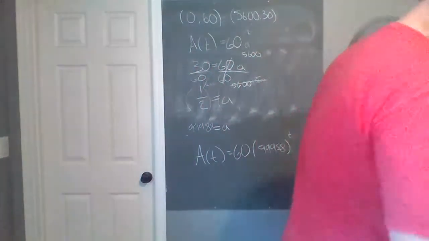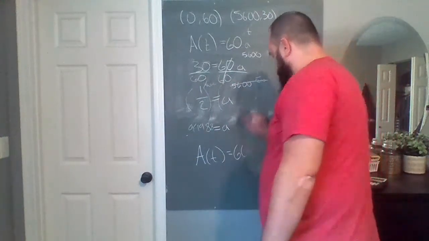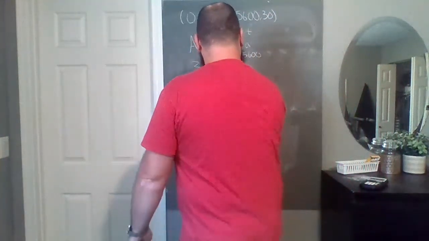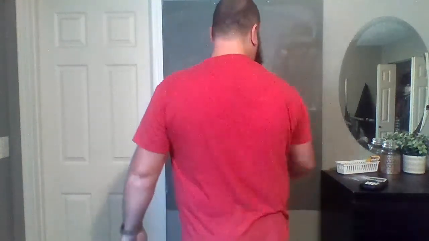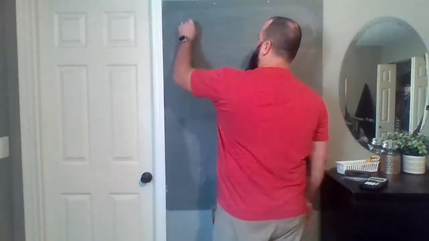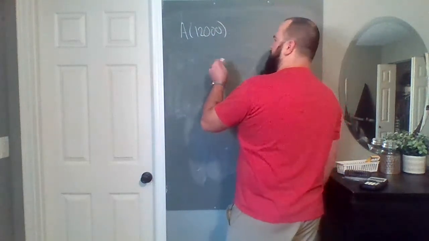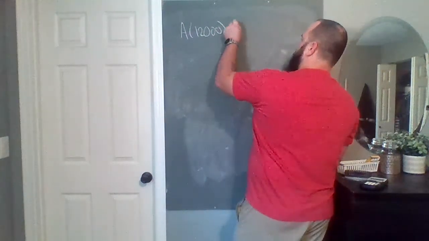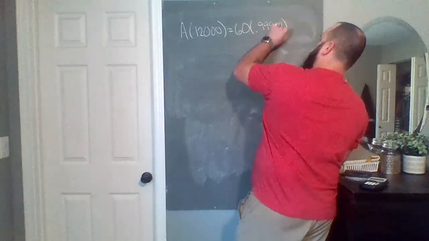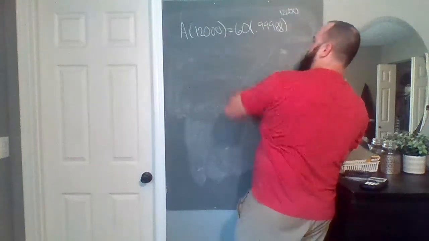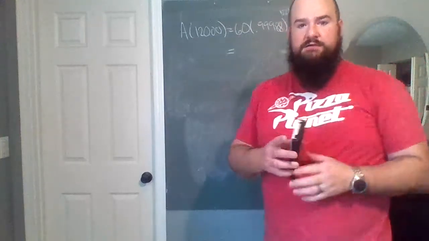Now, why do I care? Well, that's part 1 of this problem. Part 2 said, how much is left after 12,000 years? So we're looking for A of 12,000 years. And that is 60 times 0.99988 to the 12,000. Well, because we have A stored in our calculator, we can just do this all at once.